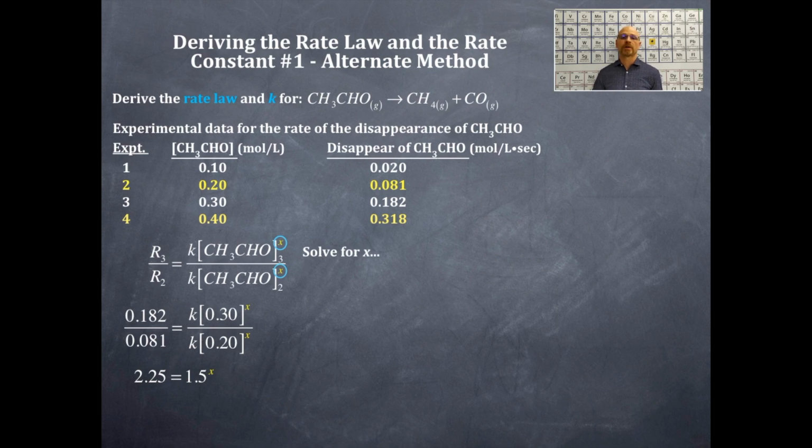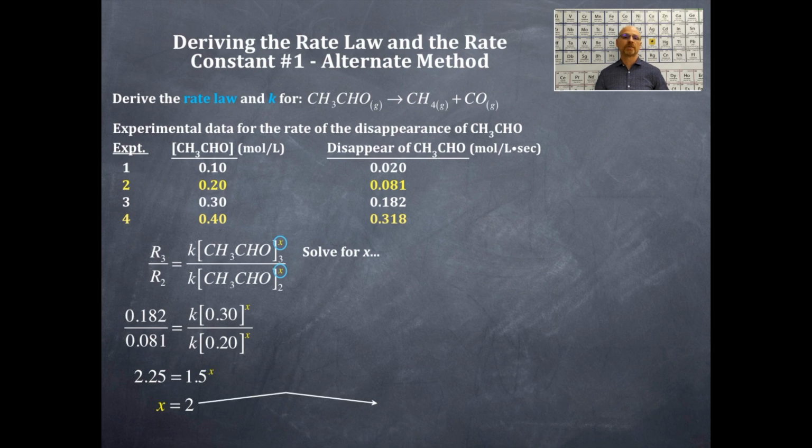And that's to the power of x. So I'm going to solve for that power of x. That power of x is equal to 2. This is the order of the acetaldehyde. You should note that this is the same value that you received in the previous non-alternate method.